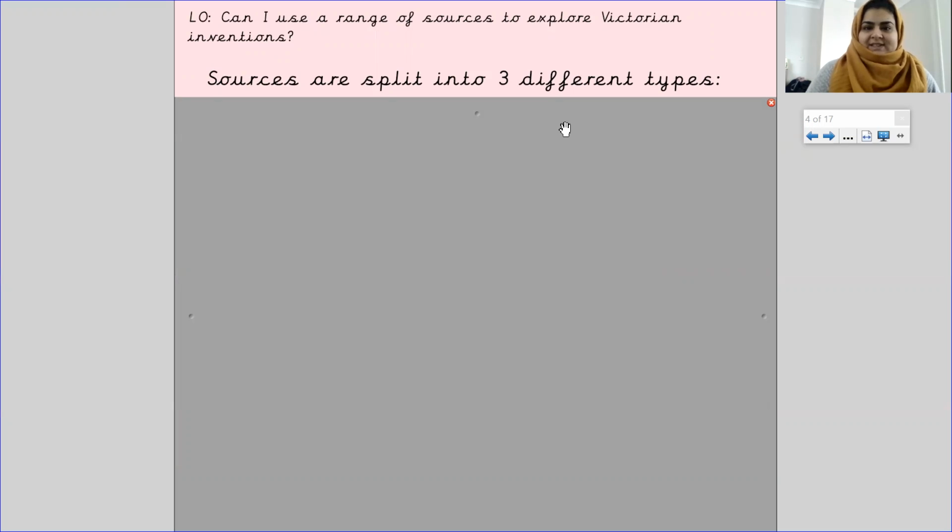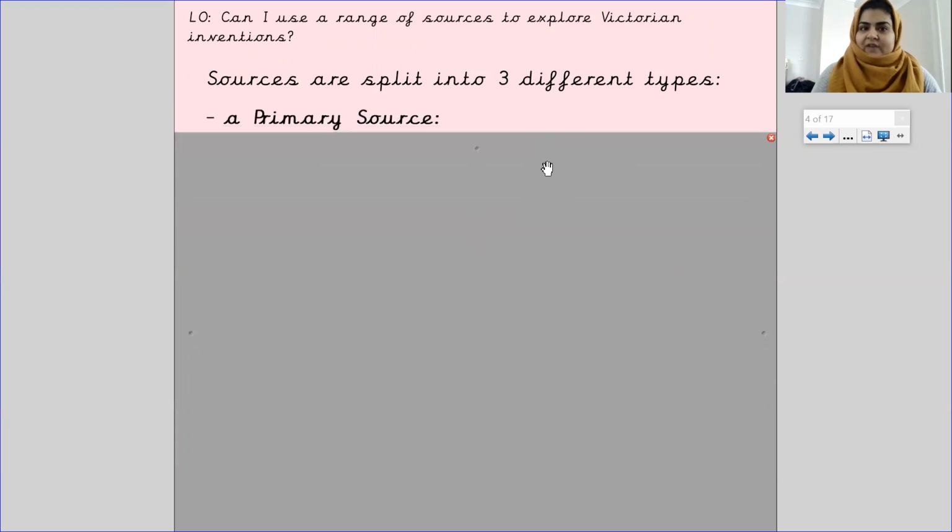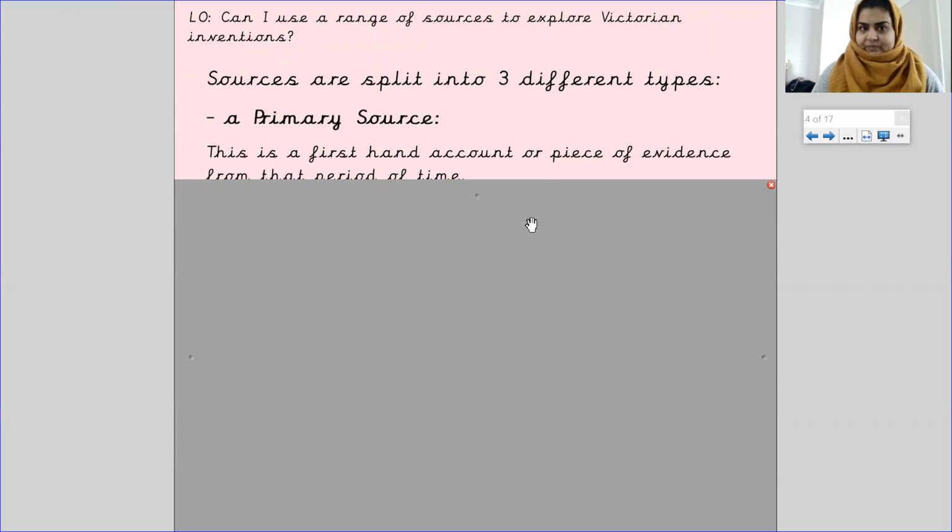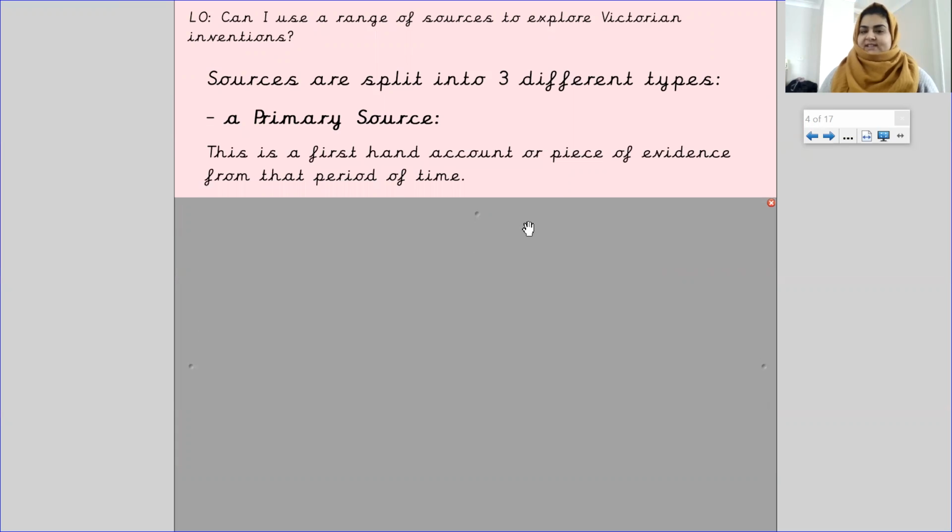Sources are split into 3 different types. So when you are using sources, a source which tells you about history, you have 3 different types of it. You have a primary source. This is a first-hand account or piece of evidence from that period of time. For example, Anne Frank's diary would be a primary source, because that was a first-hand account. It was her who wrote it by herself.